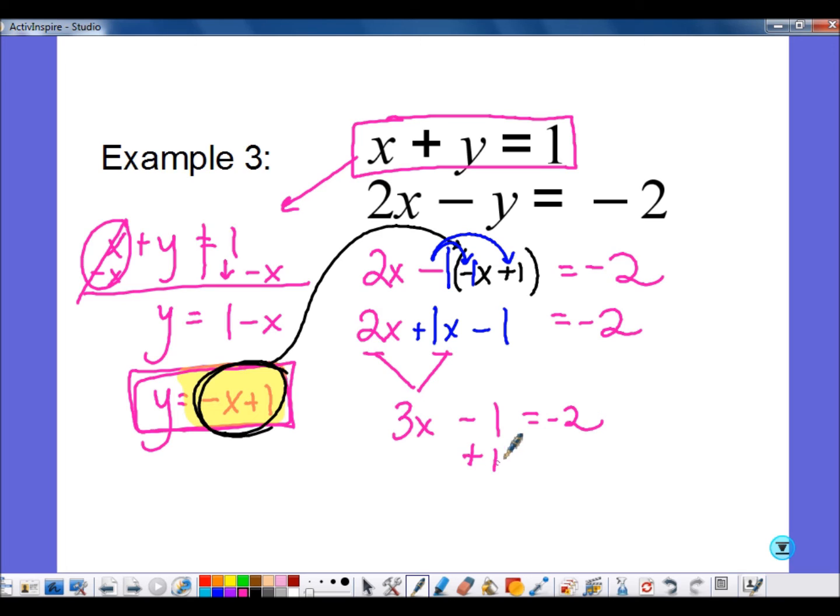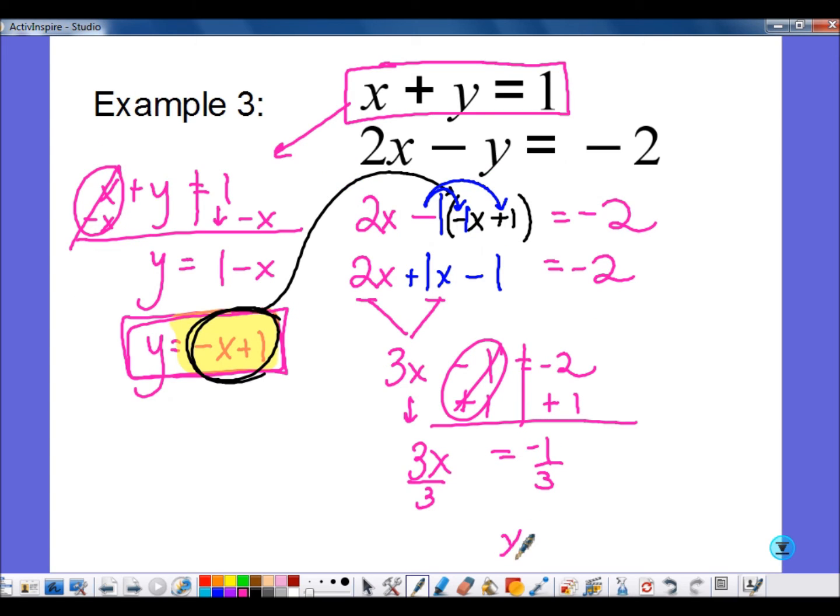And now give me the two numbers that don't have x's. That's right, negative 1 and negative 2. So I'm going to combine those, bring down my 3x, and it equals negative 1. And divide both sides by 3. So my x value is going to be negative 1/3. Don't panic just because I have a fraction.